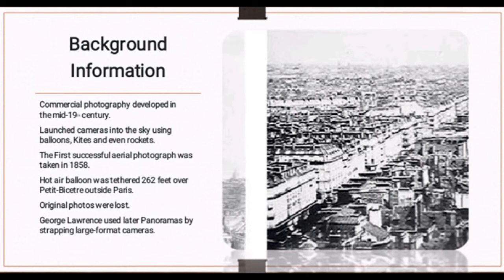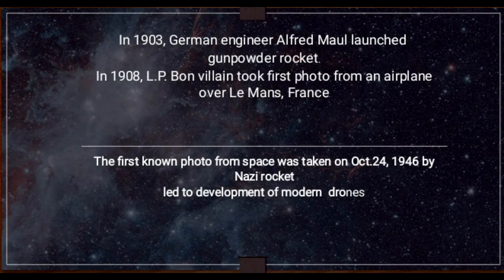Commercial photography was developed in the mid-19th century before adventurous amateurs launched cameras into the sky using balloons, kites, and rockets. The first successful aerial photograph was taken in 1858 from a hot air balloon tethered at a height of 262 feet. The original photo was lost, but there is an artificially created photo in this slide. Later on, George Lawrence made panoramas by strapping large format cameras with curved film plates to kites. The search for aerial photography didn't end here.